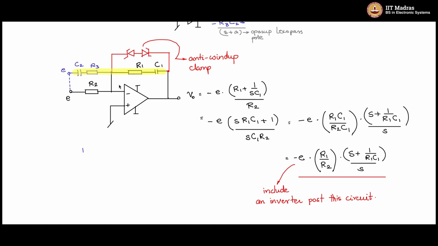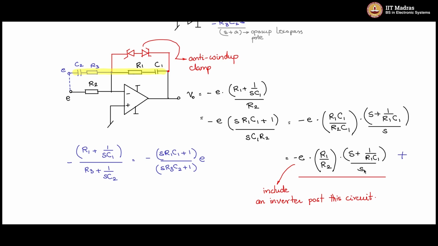So let us look at this gain. R1 plus 1 by SC1 is in the numerator, and in the denominator, this impedance is R3 plus 1 by SC2. Now with a negative sign. So this is equal to (S R1 C1 plus 1) divided by (S R3 C2 plus 1). So this would be the transfer function for this part. So this and this gain will add up here.